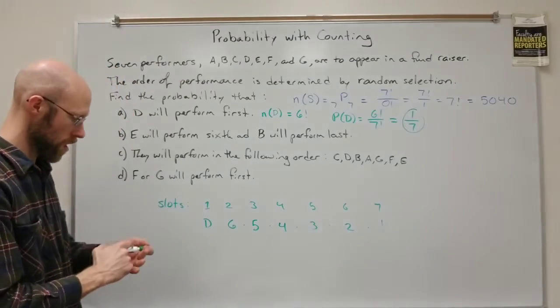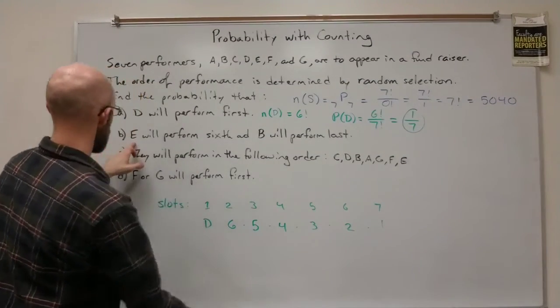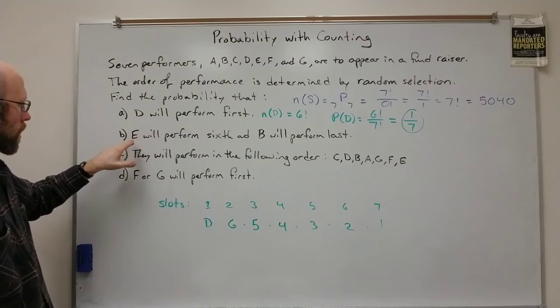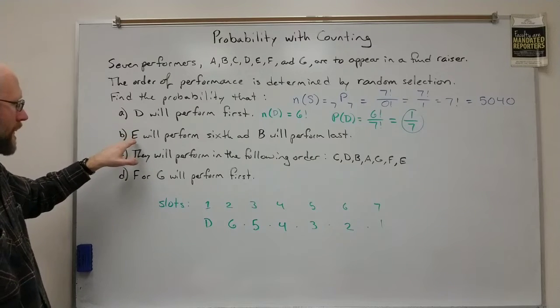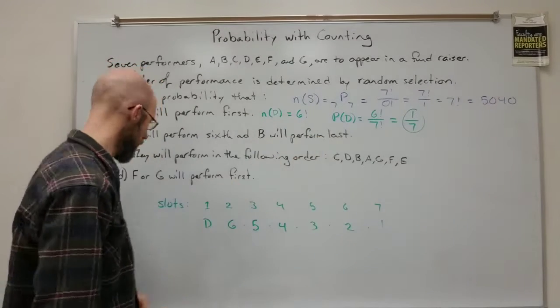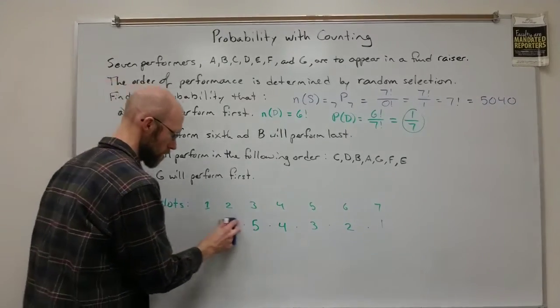We can go through this in a similar way with part B. We have what's the probability that E will perform 6th and B will perform last? Well, let's go ahead and plug those in. I'll keep my slots here.